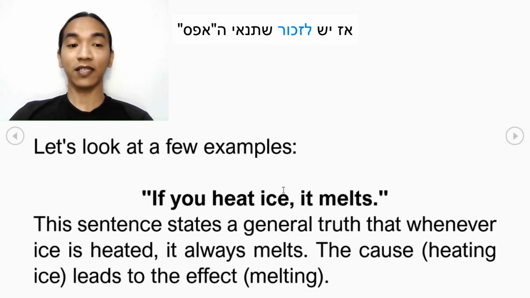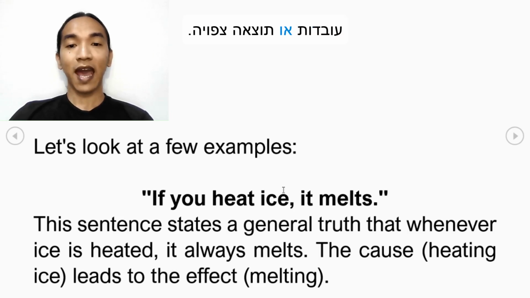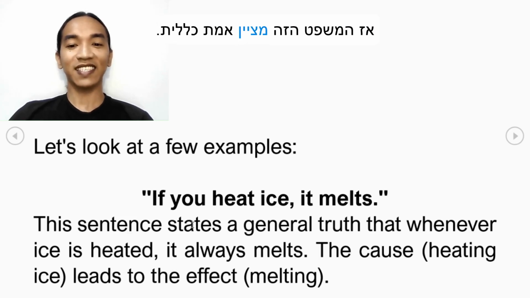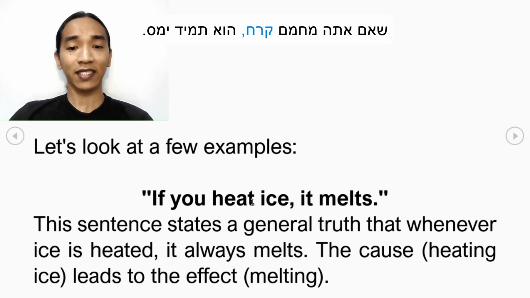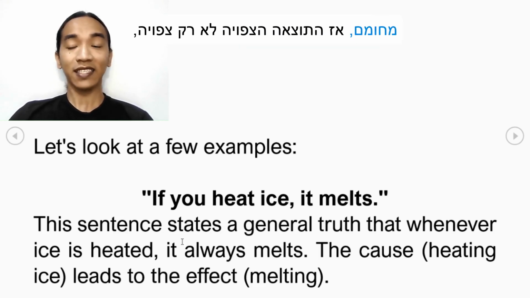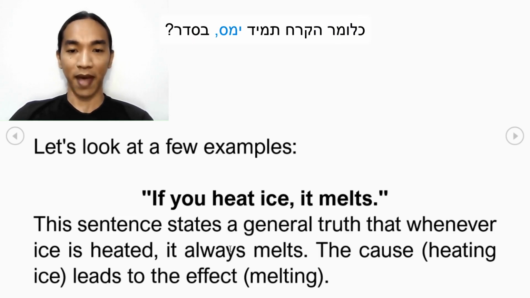Always remember, the zero conditional talks about general truth, scientific facts, habits, or predictable outcomes. If you heat ice, it melts. This sentence states a general truth. What does it mean? If you heat ice, it always melts, okay? So your condition here is if ice is heated. Then the result is always the same. It always melts, okay?